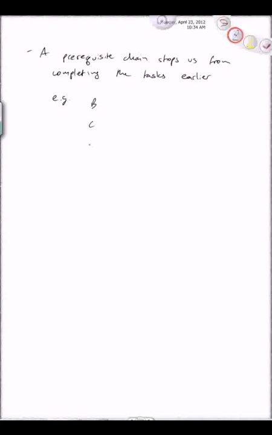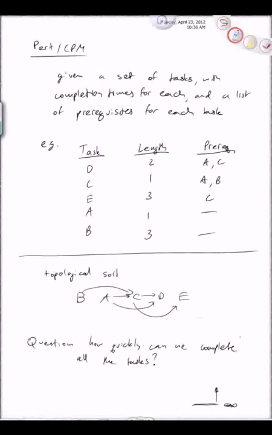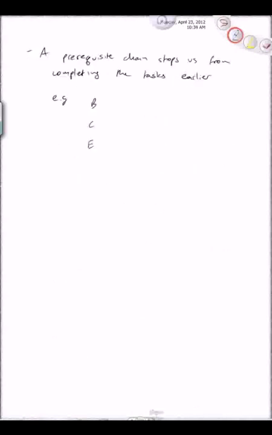So BCE. It's a prerequisite chain because first I have to complete B, and only after that can I start C, and only after that can I start E. So how long does this prerequisite chain take? Well, B took 3, C took 1, and E took 3. And so in total, this prerequisite chain took 7 to complete.